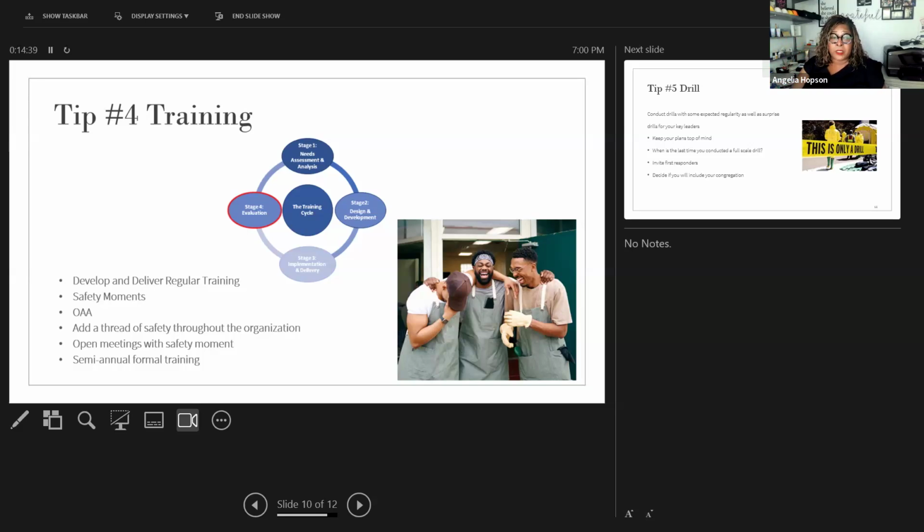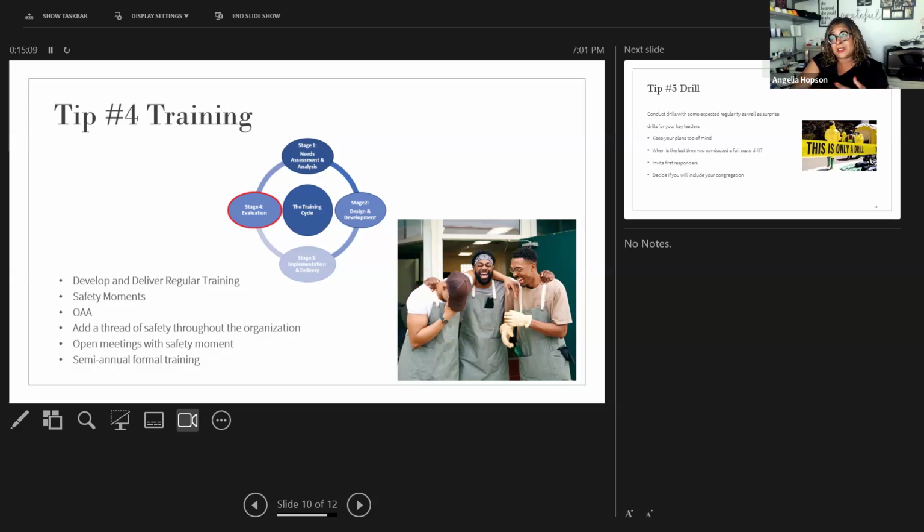OAA was really big for us, something called Observe Assess Act. How do we teach people what to observe? How do we teach them what to assess and how to act, right? So what to observe, what to assess, and how to act. So those are things that, again, we can go deeper if those are things you want us to assist you with.